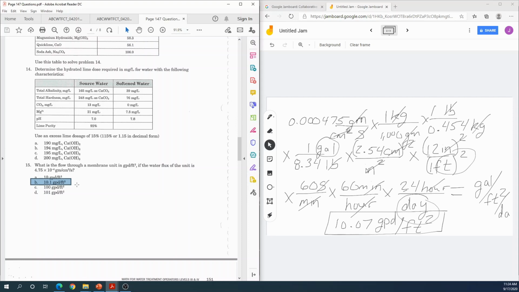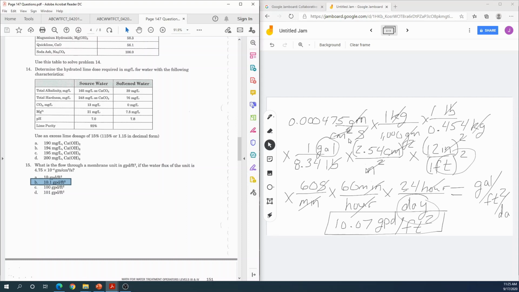So let's do a little recap here. The question originally asked, what is the flow through a membrane unit in gallons per day per square foot? The water flux of the unit is 4.75 times 10 to the minus fourth grams per centimeter squared per second. So when we first look at that, it's going to be very intimidating. All we have to do is write out our units, track our units, look at what conversions we know, and start converting.